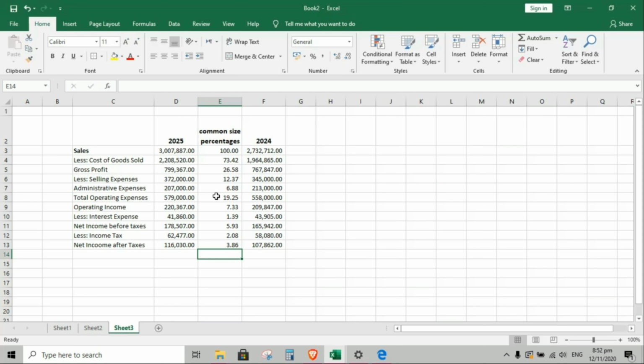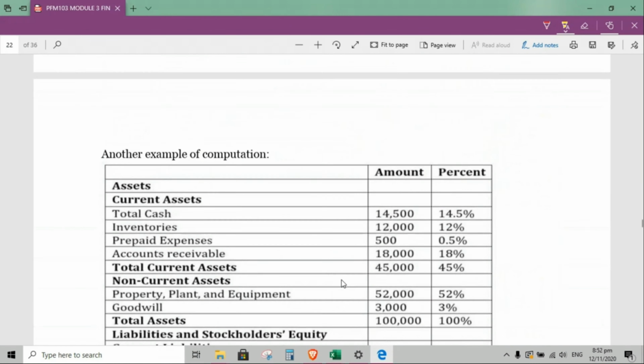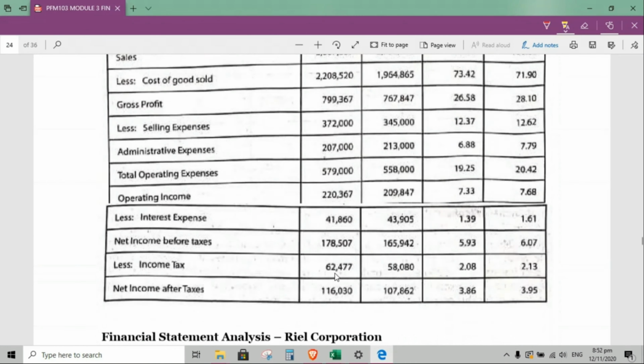Okay, so that is how you compute the common size percentages or paano gagawin yung common size financial statement analysis. Okay? So ngayon, aalamin natin kung paano natin i-interpret yung mga data na yan. Kasi that data would be nothing if it will not be interpreted. Ano yung magiging implication yan sa management? Okay? So, that is for real corporation. Punta tayo sa kanyang account.